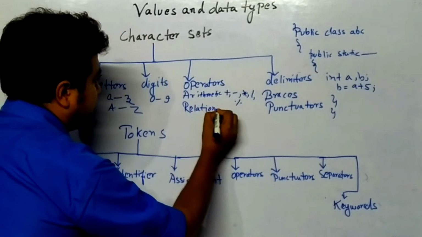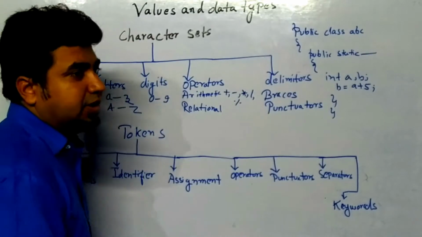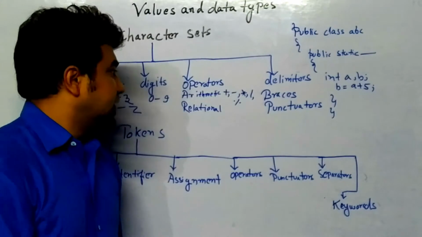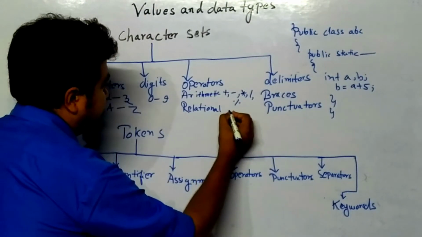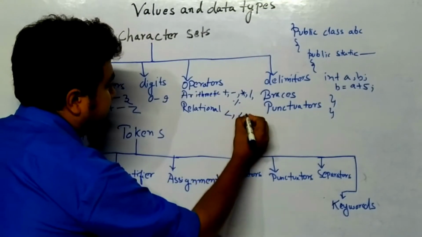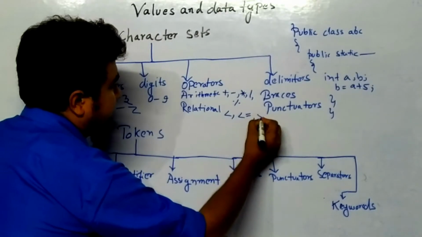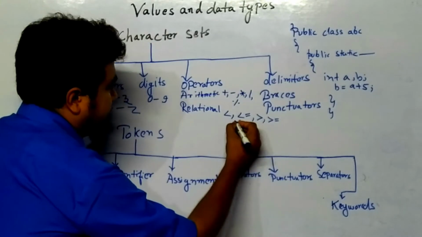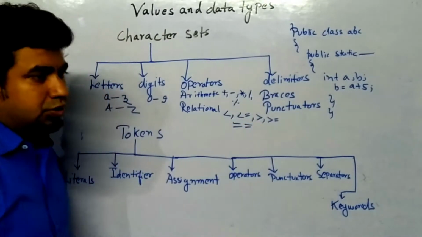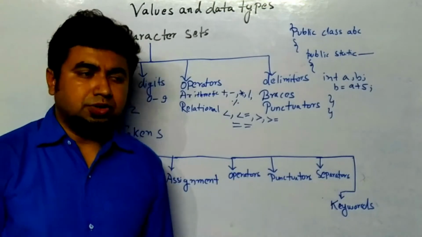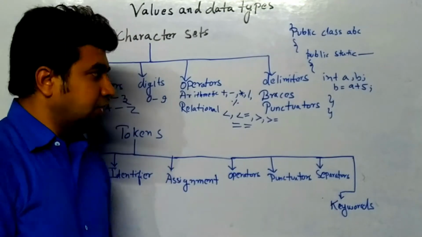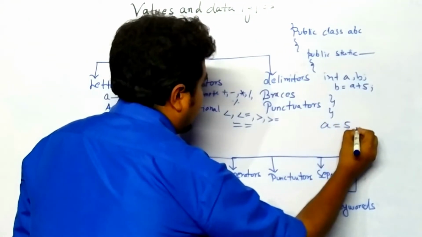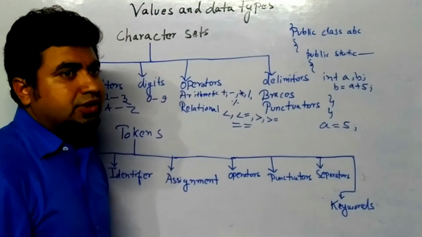Relational operator means it is comparing two variables, like A less than B, A less than or equal to B. This is known as a relational operator. Like this, you have less than or equal to, greater than or equal to, and double equal to is also used. Why are we using double equal to? Because single equal to, if I write A equal to 5, cannot be used as a comparison operator.